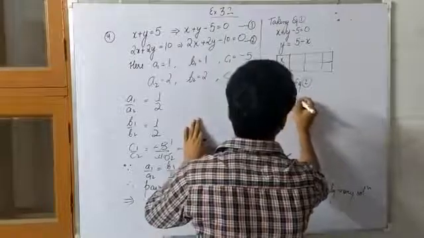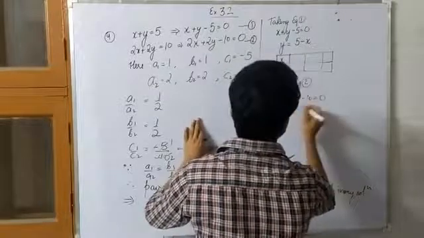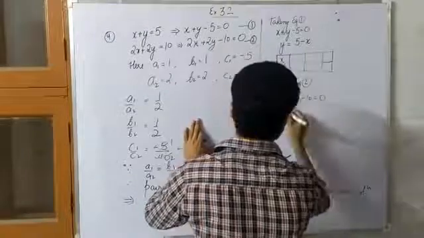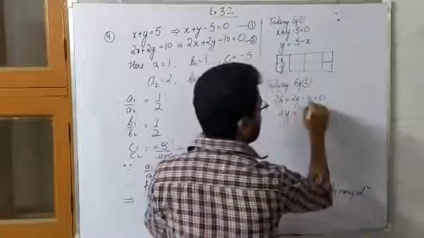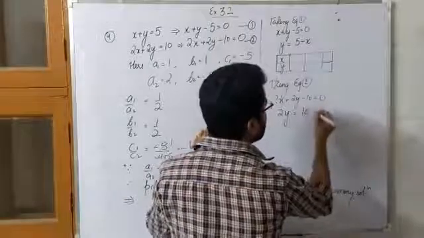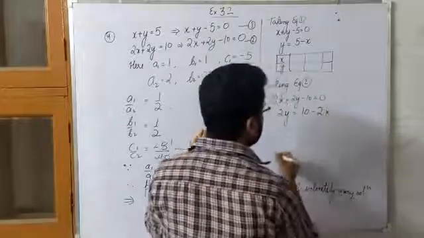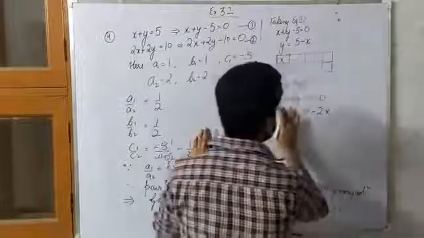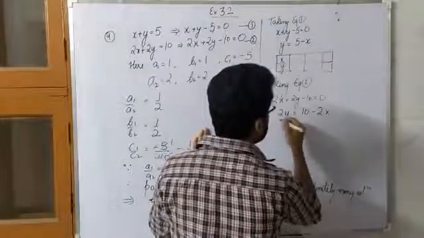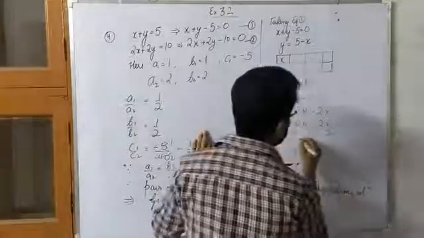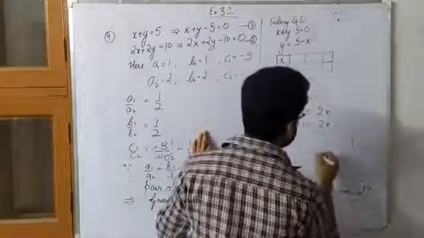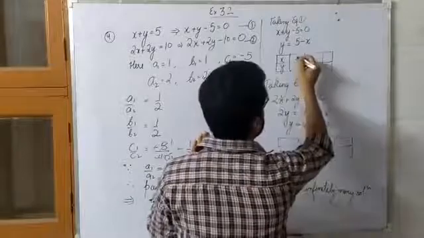2x plus 2y minus 10 equals 0. Similarly, 2x, 2y: this minus 10 will go to that side and become plus, and 2x will go and become minus, right? Now this y and this 2 we will send to that side. Now make the box in this also, right?